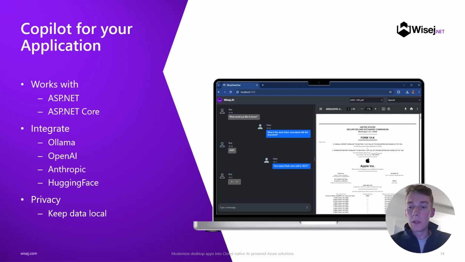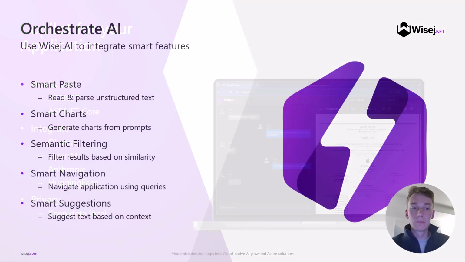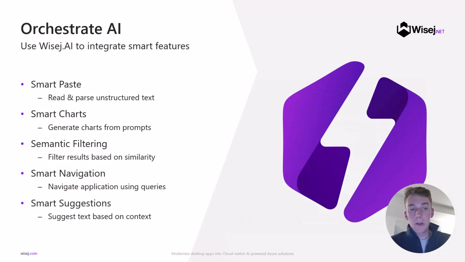In the screenshot here, we have an example of chatting with a document. So we can ask any question we want about that PDF on the right-hand side here and get answers from it in our chat box. So we could ask for a summary of the document, or maybe an analysis of some tables that are inside of the PDF. But that's just one small feature of Wisej.AI, and that works with any and all of the providers I talked about earlier.